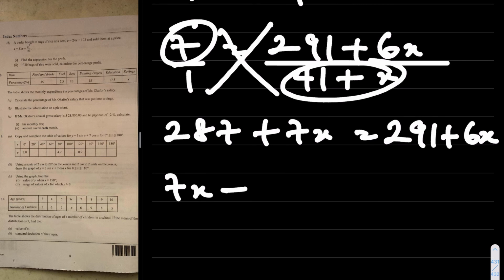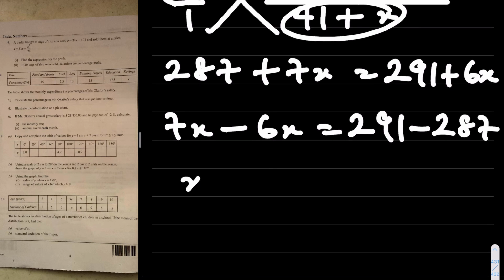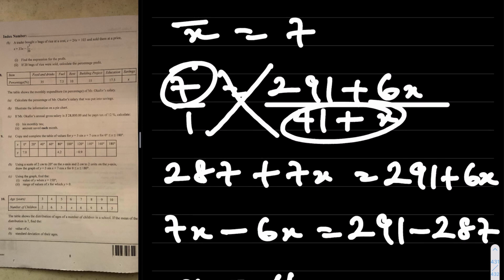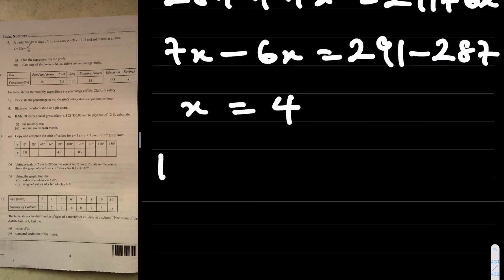So 7x minus 6x equals 291 minus 287. And x is therefore equal to 4. That answers the first question. x equals 4. Now we go to B.